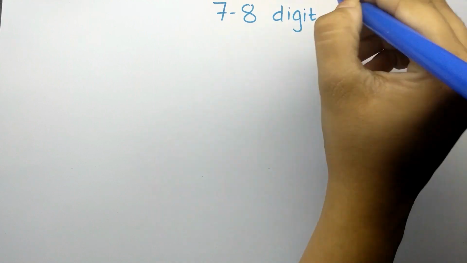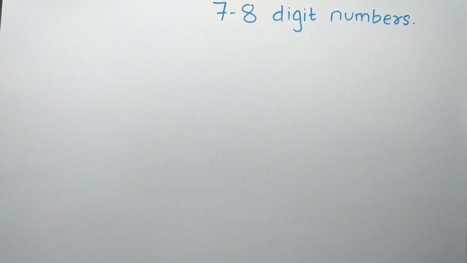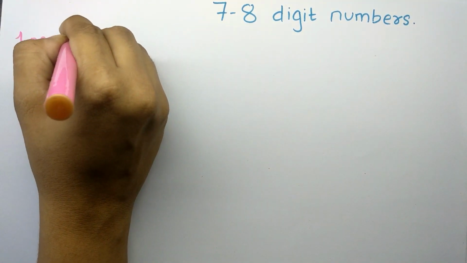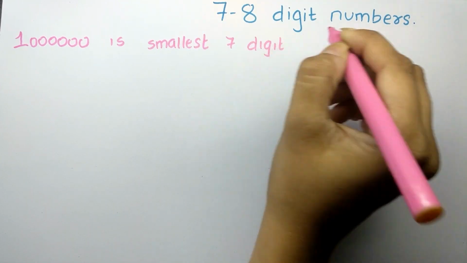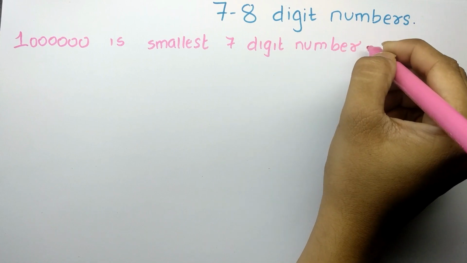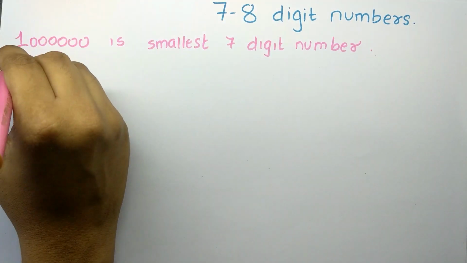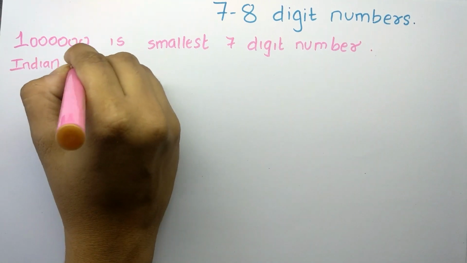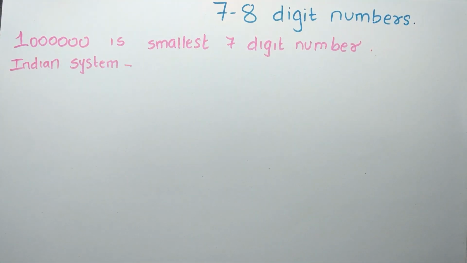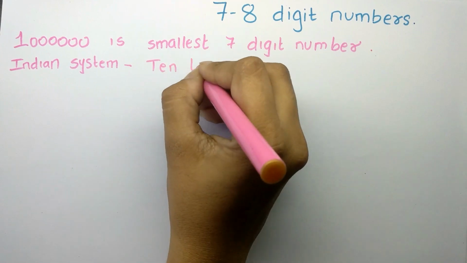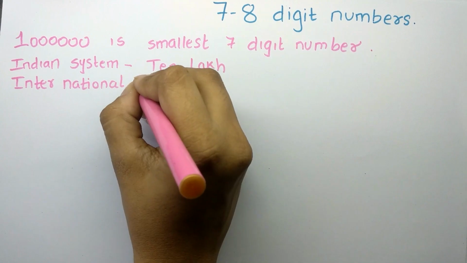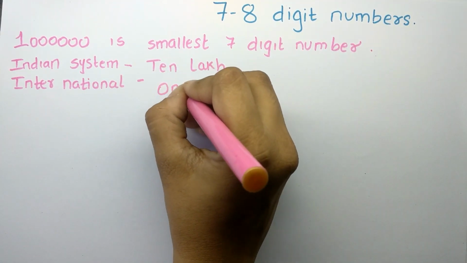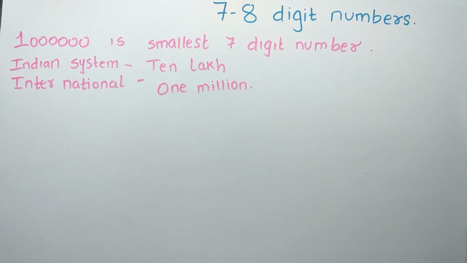Let us start with 7 and 8 digit numbers. 1 followed by 6 zeros is the smallest 7 digit number. We call it 10 lakh in the Indian system of numeration, and we call it 1 million in the international system of numeration.